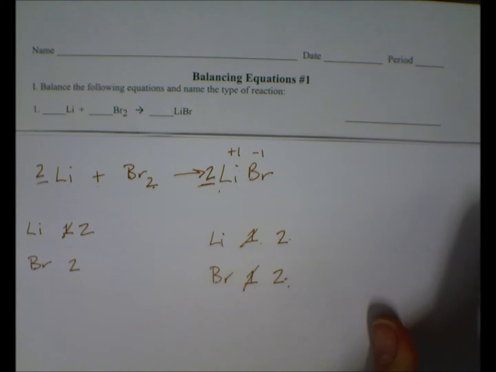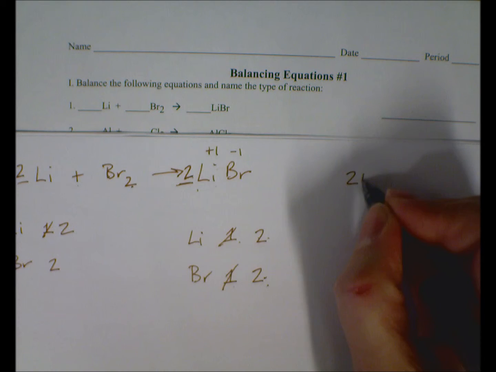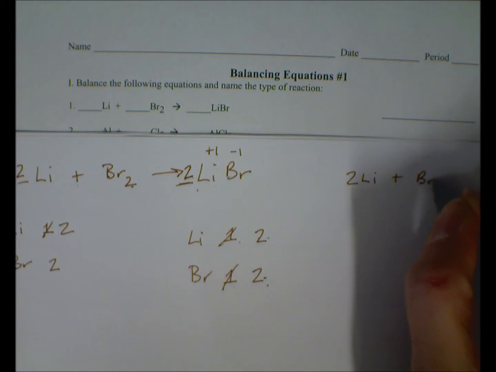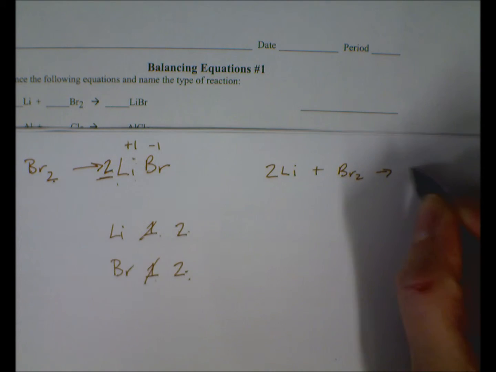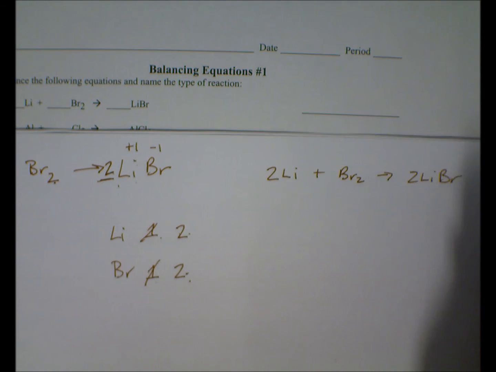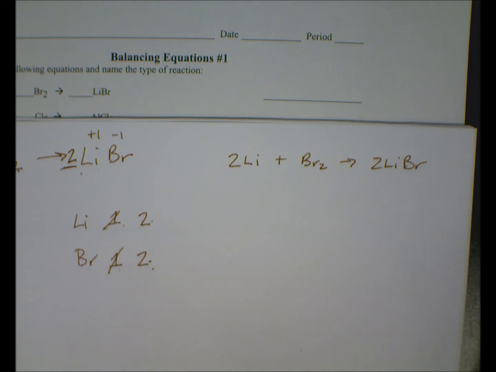There is a way to check. You don't have to do this. You can if you're feeling a little uncomfortable about it. So we think it's 2 lithium plus Br2 gives me 2 LiBr. You can use the molar mass as a way to check.